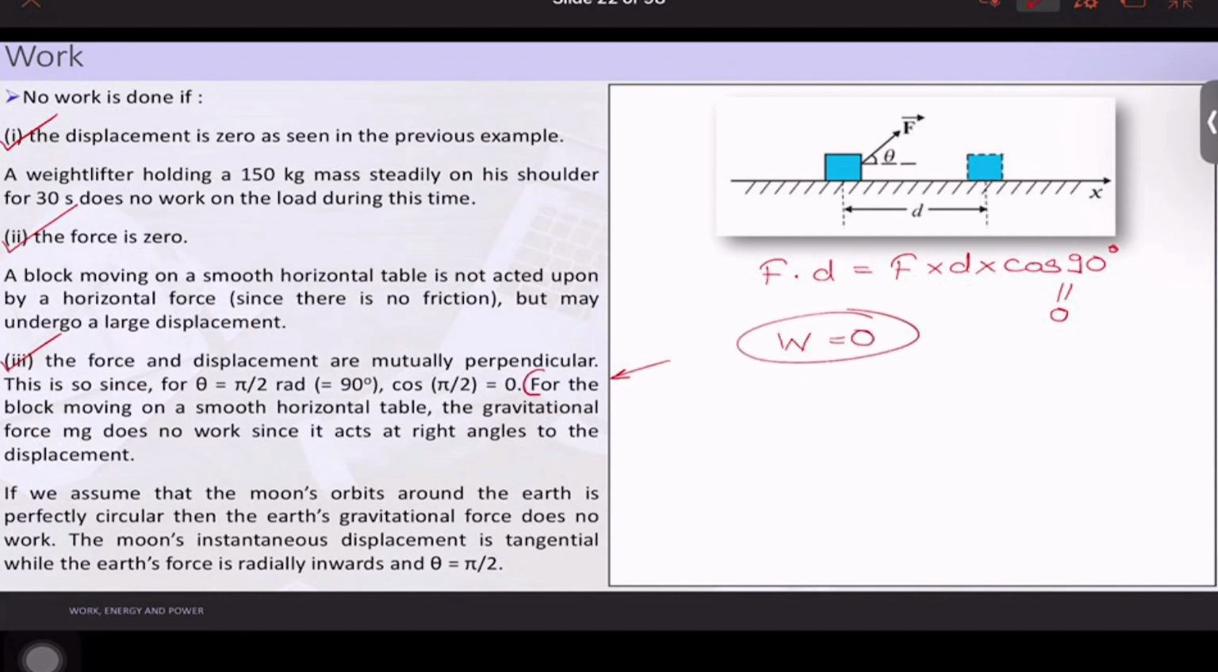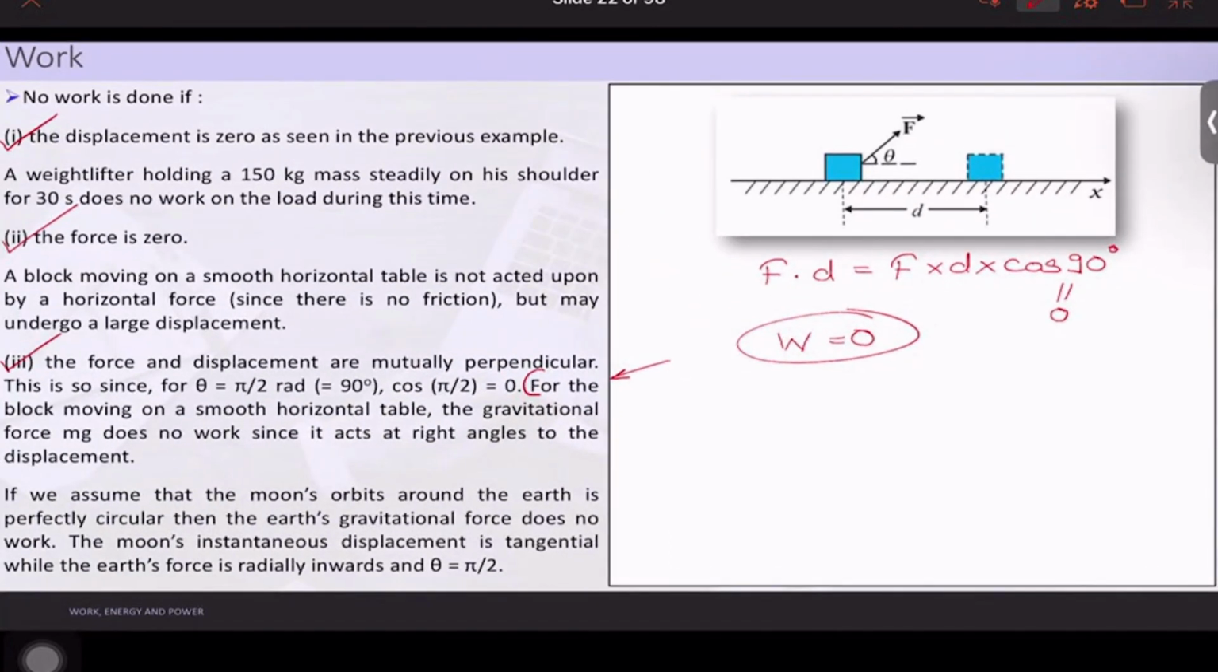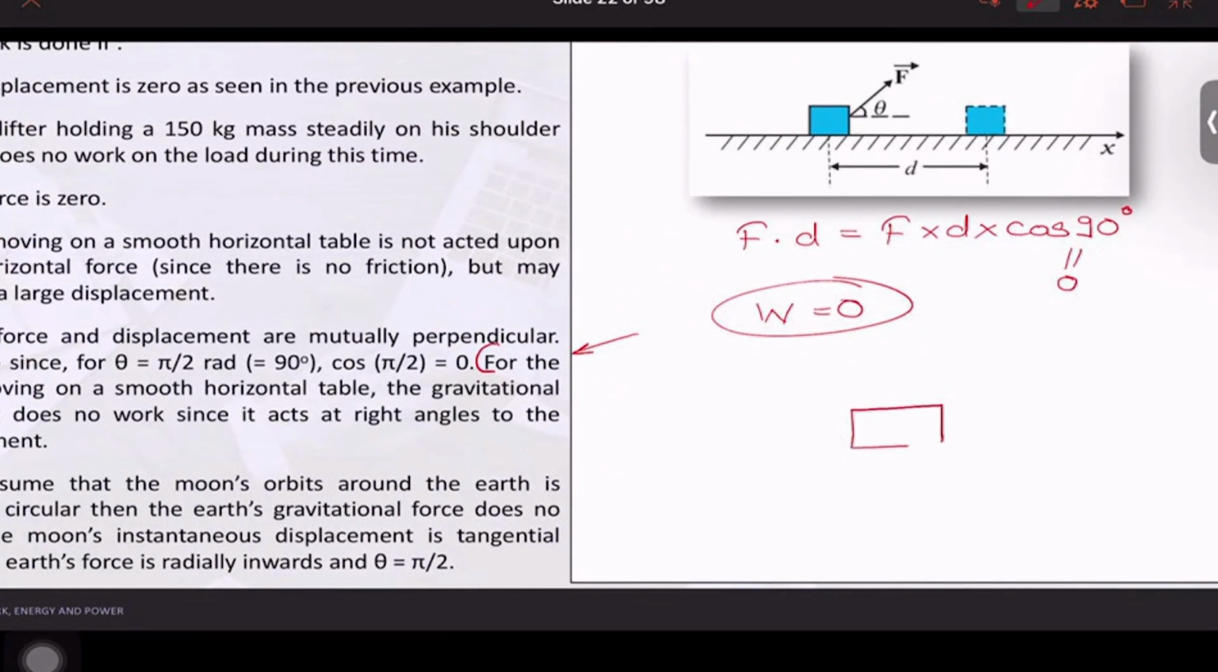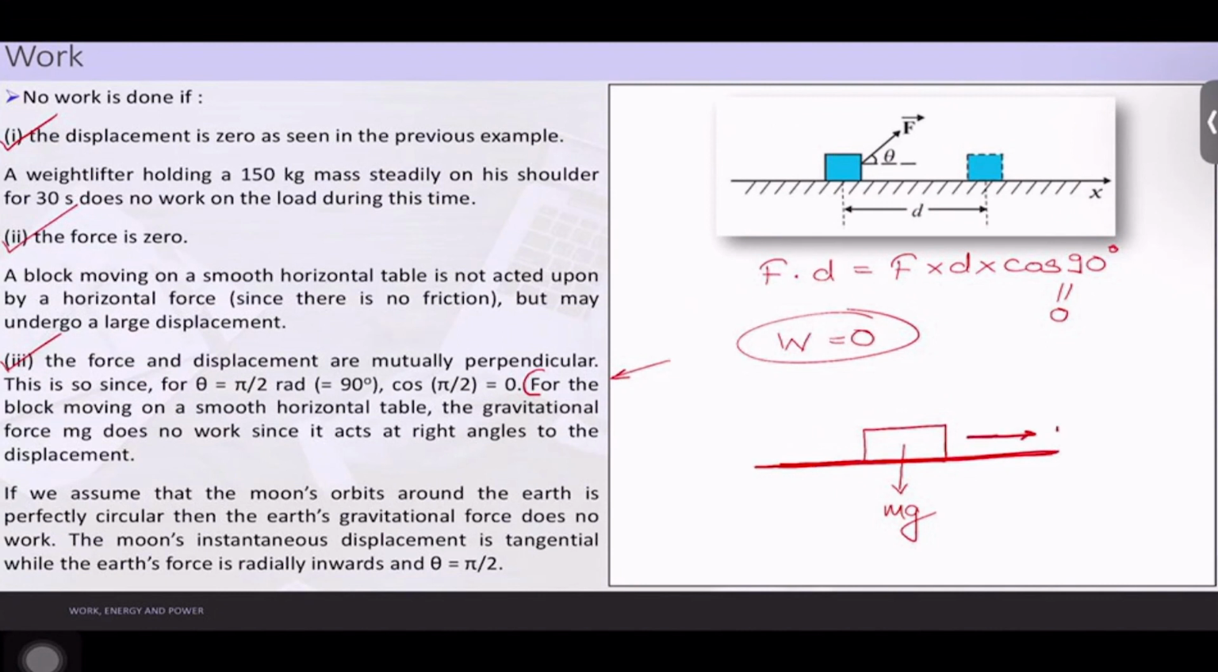Example written here: for a block moving on a smooth horizontal table, the gravitational force mg does no work as it acts at right angles to the displacement. So basically, let us suppose this is some object m. The gravitational force which is acting on it is mg. Let us say this is kept on a table, and due to some force F, it is moving in this direction with the displacement s.